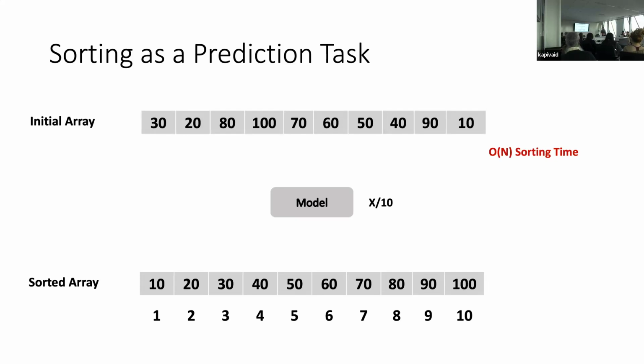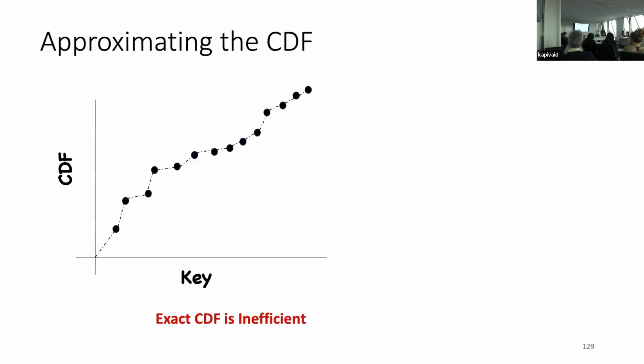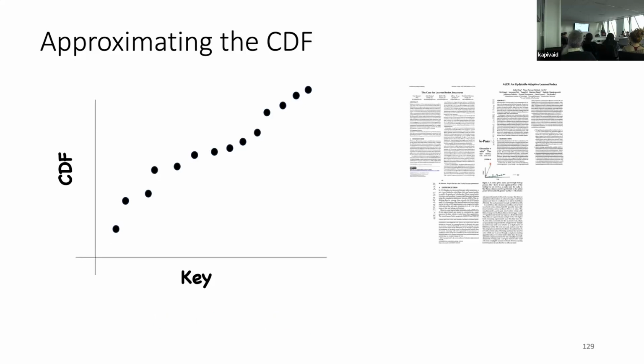So in general, what's a good model? The model turns out to be the CDF of the data. And the CDF is the proportion of keys smaller than the particular key. As we have seen before, learning this exact function is quite inefficient. So we can use techniques from the literature to approximate it. And in this particular case, actually, a series of linear regression models turns out to be good enough.